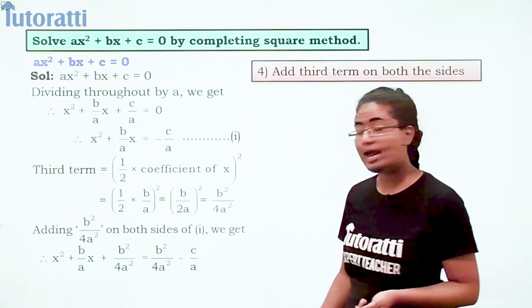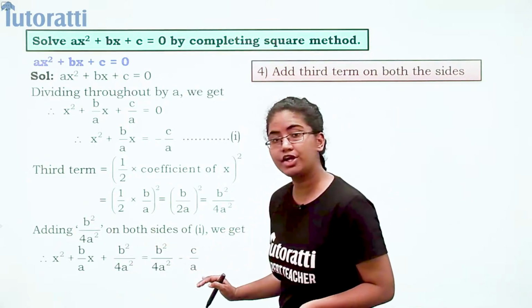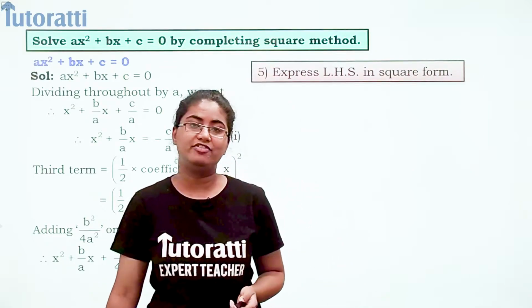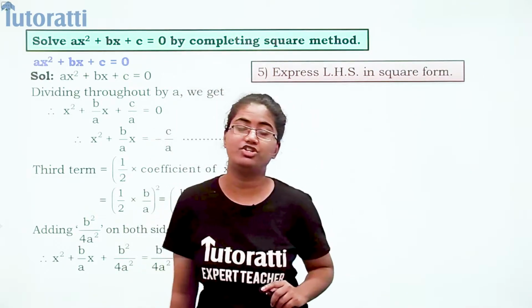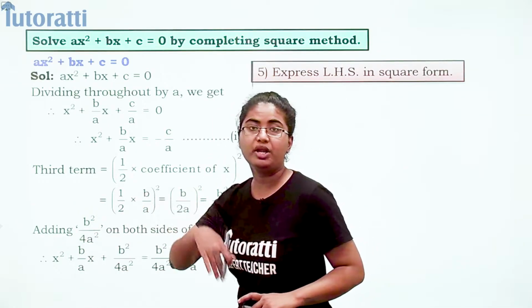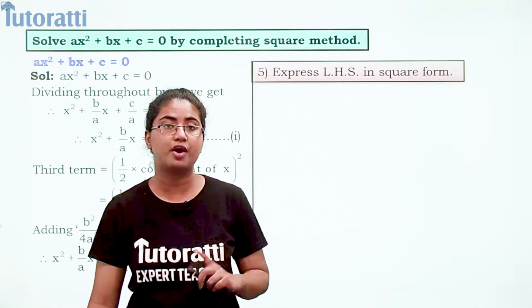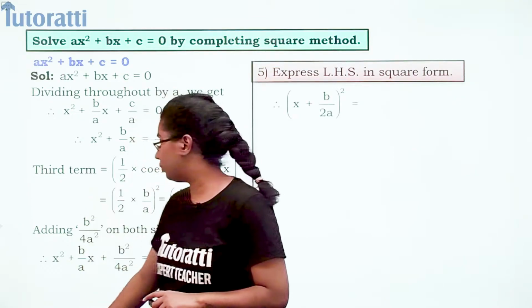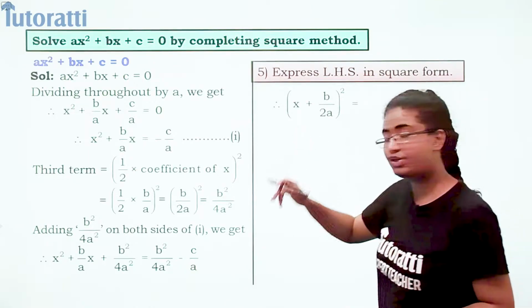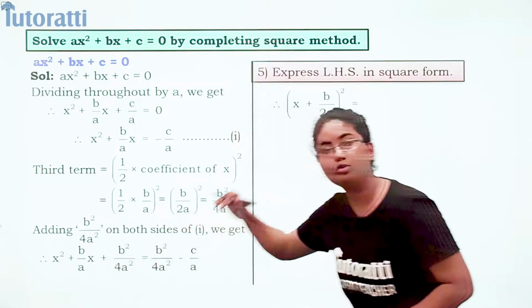Now that we have added the term on both the sides, what do we do? We take the square form of your left hand side. We need to express the left hand side in its square form. So this is the left hand side. How do we express it in its root form or square form? What we do is we take the root of the first term, which is x, then we go to the last term and take its root.